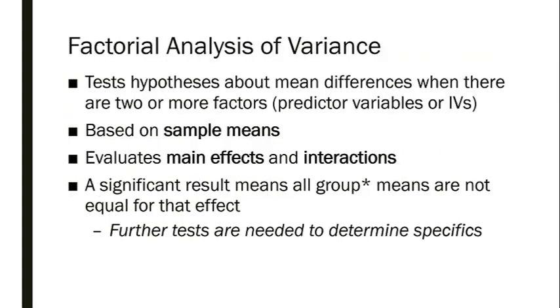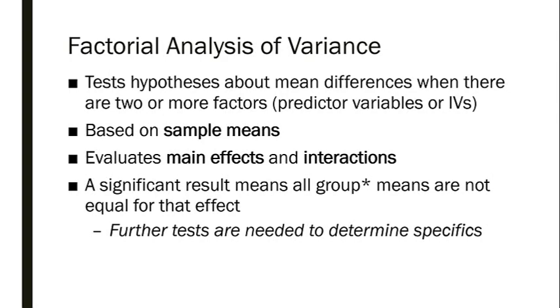Let's get started. So factorial analysis of variance tests hypotheses about mean differences when there are 2 or more factors, that is, 2 or more predictor variables or independent variables if you're doing a true experiment. As with the last few topics that we've been covering, it's based on a comparison of sample means.